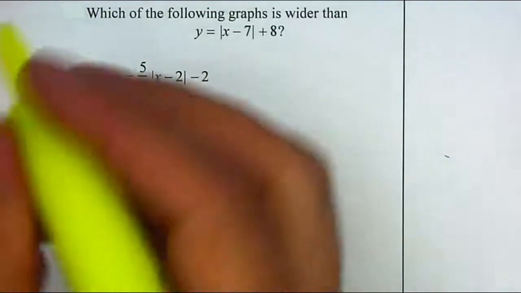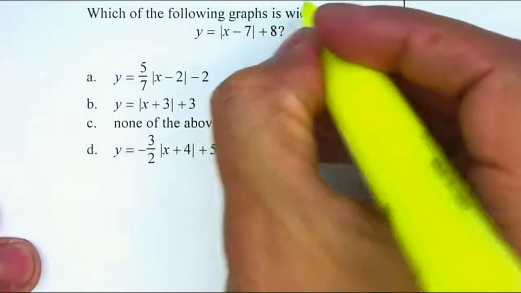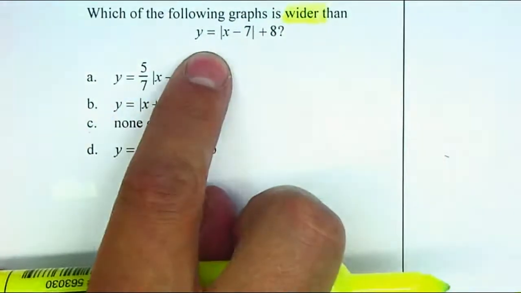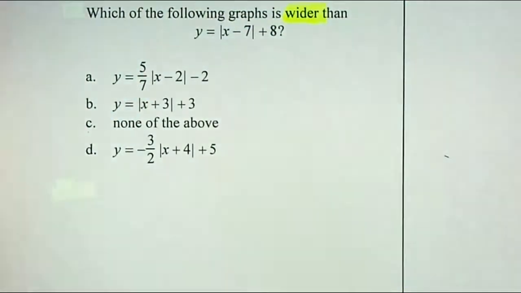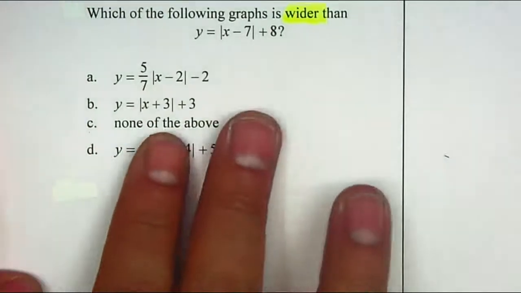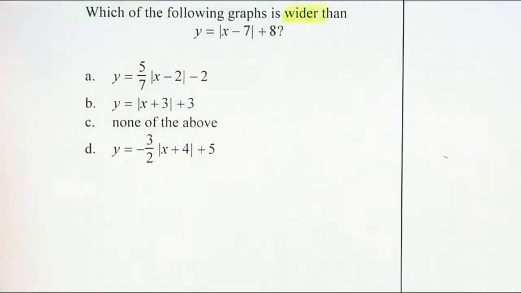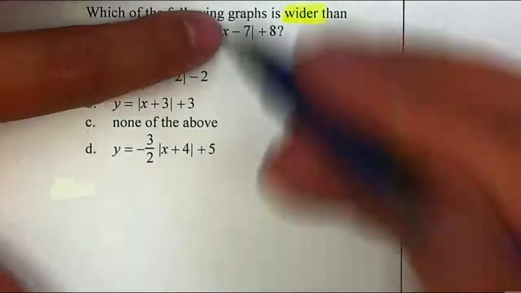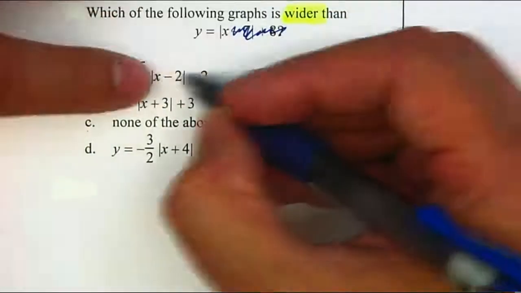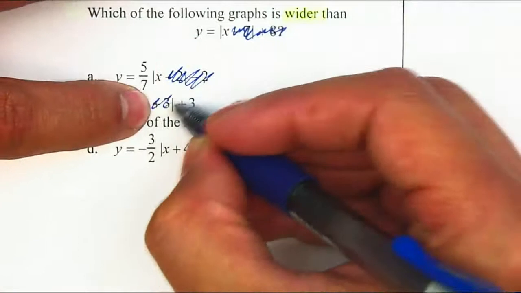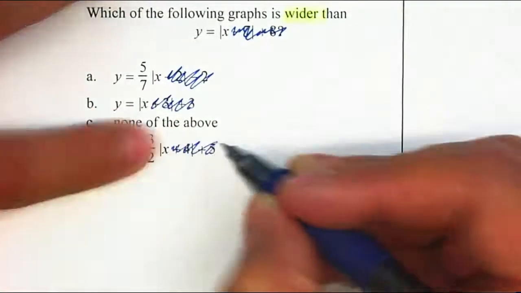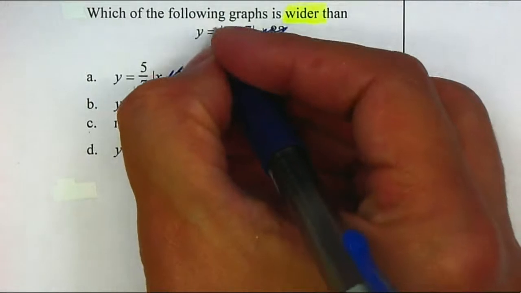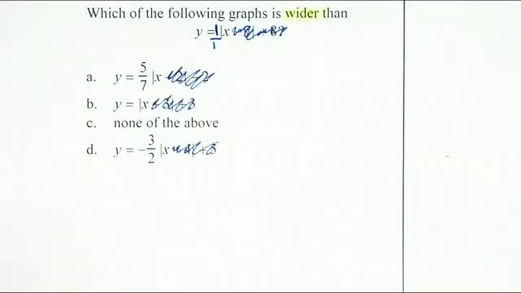On the following problem, it says, which of the following graphs is wider? We're looking for one graph that's wider than the one that's given. Now, to compare if two graphs are narrower or wider, the location of the graph doesn't matter. So we're going to get rid of the h and the k, because that's not going to determine whether it's wider or narrower. The value that will determine whether it's wide or narrow will be the a value, so in this case it will be 1 over 1.